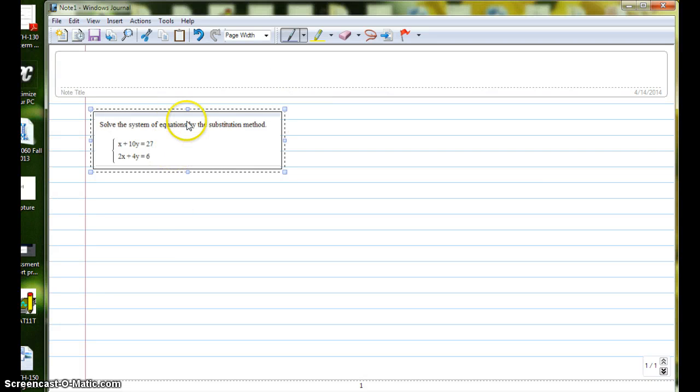Matt, here's the problem you wanted me to explain. I don't know which one you were starting to set up in the form y equals mx plus b, and it doesn't matter. So let's start with the first one.